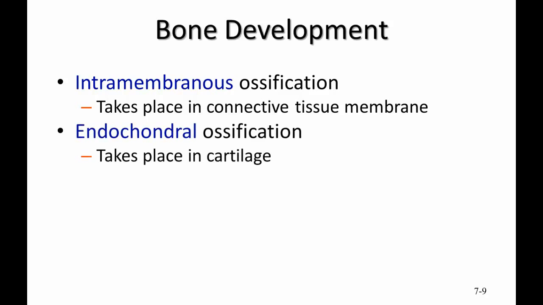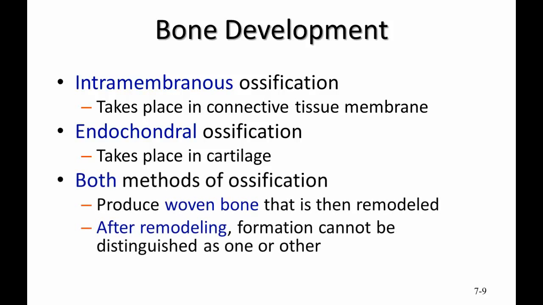Endochondral ossification, just as it says, takes place in cartilage. So we start off with a hyaline cartilage model, and eventually that gets replaced by bone. And as an adult, all that's left is our articular cartilage, the cartilage that's on the ends of our long bones, making our joints. And so both of these methods of ossification produce what's called woven bone that's then remodeled, and after remodeling, you pretty much can't tell the difference between one or the other.